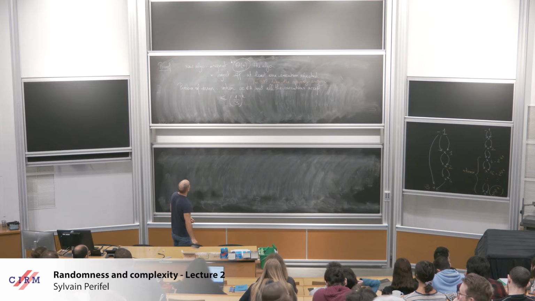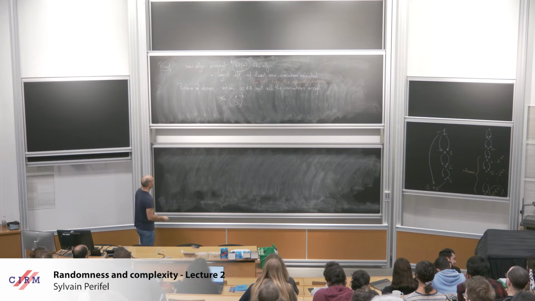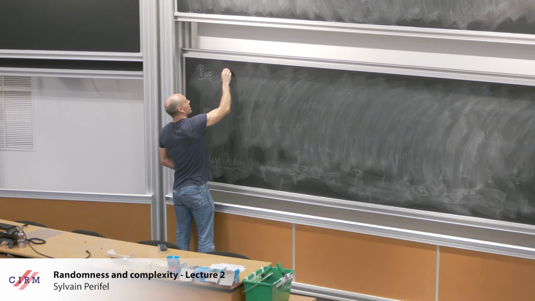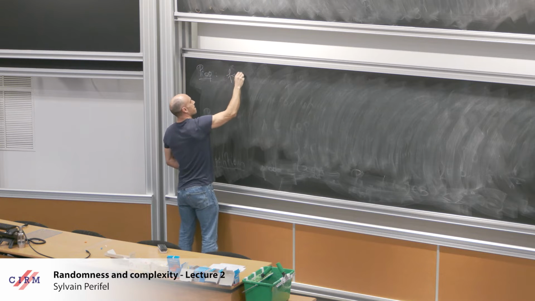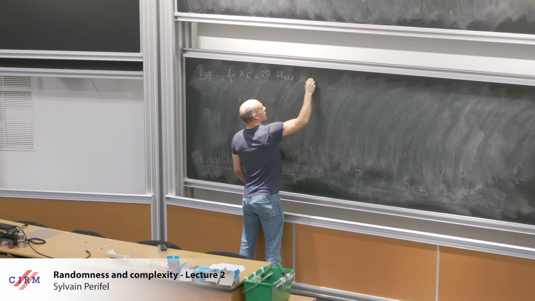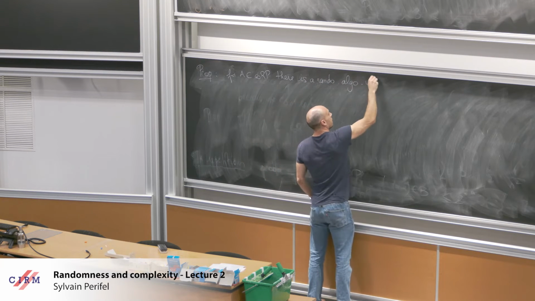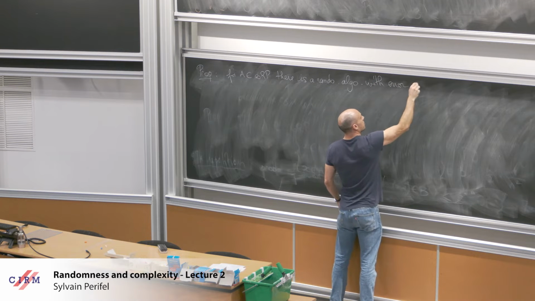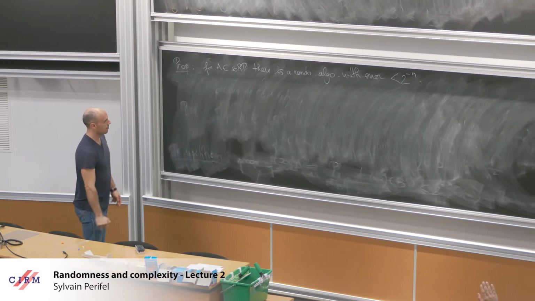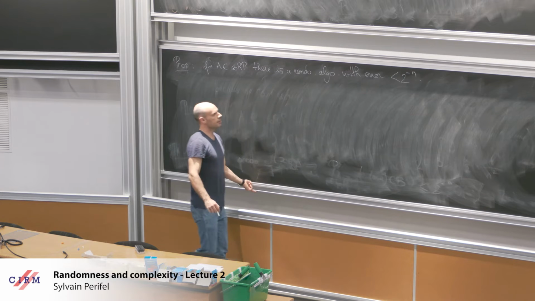So, I just erased something that I wanted to keep, sorry. So, I just write it again. So, for A in, let's say, coRP, there is a randomized algorithm with error strictly less than 2 to the minus n. So in the previous statement, it was not strict, but now I need strict, but it's the same proof.